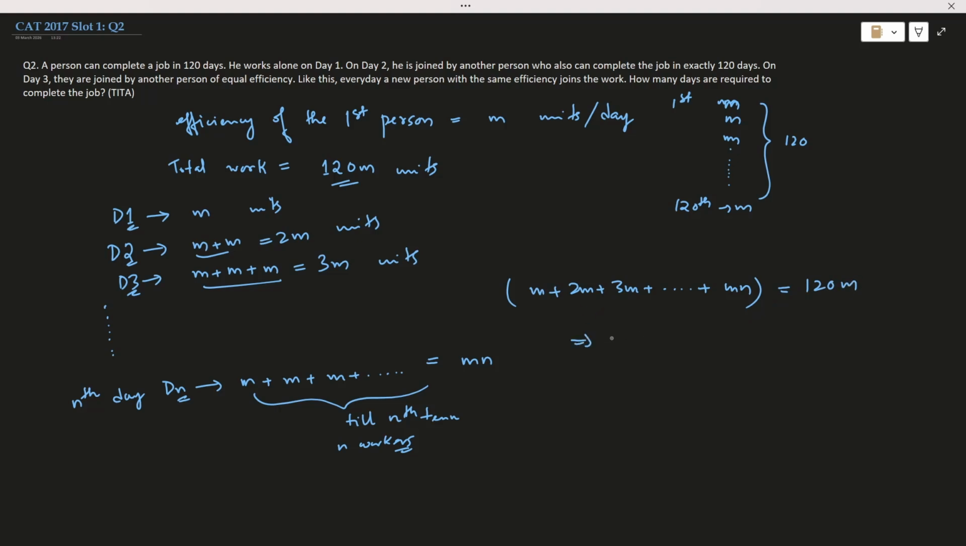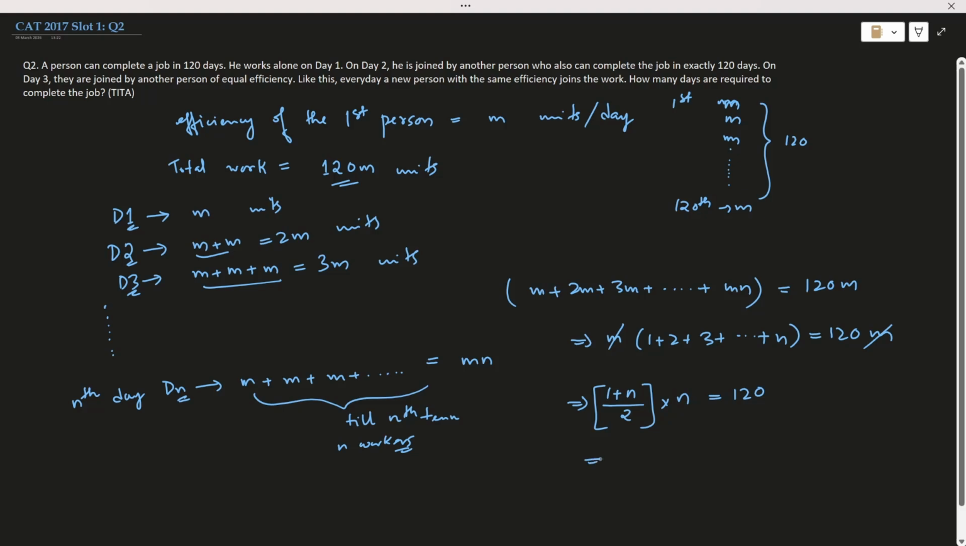If I take m common, I am left with 1 plus 2 plus 3 plus and so on plus n is equal to 120 m. m will get cancelled on both sides. This is basically an AP. And what is the sum of n terms of an AP? First term plus last term divided by 2, which will give you the average, into the number of terms. There are n terms, is equal to 120. Or I can say n into n plus 1 is equal to 240.